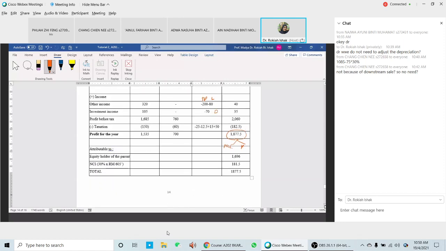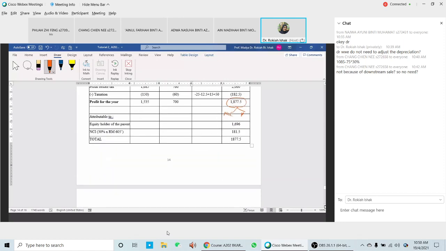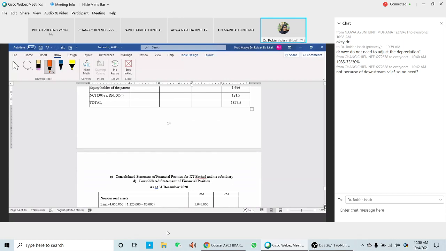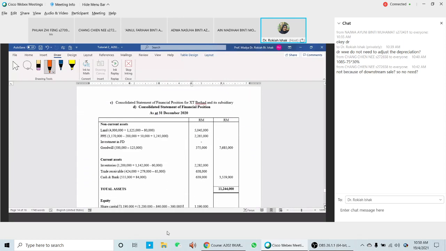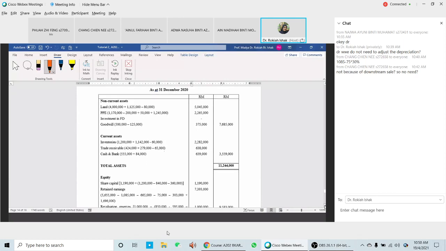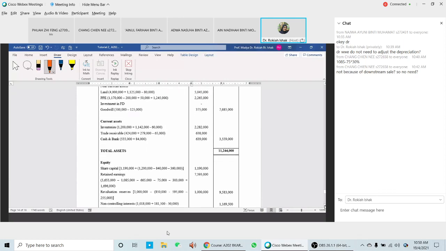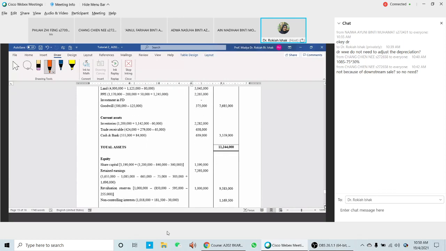The next one we're going to have is the statement of financial position. For the financial position here, this is what you have. Total assets and total liabilities, that is the adjustment. Goodwill minus 125 here is because of the impairment. So plus or minus here comes from the journal entries.